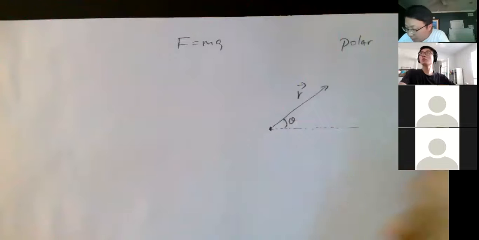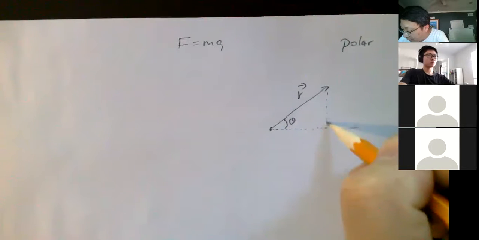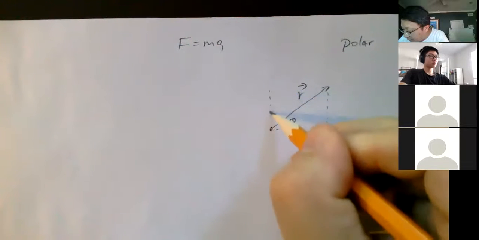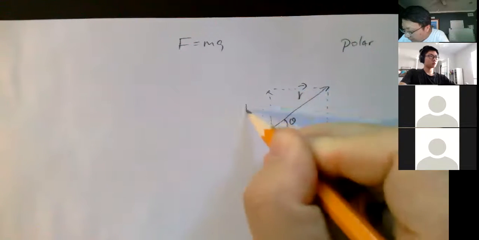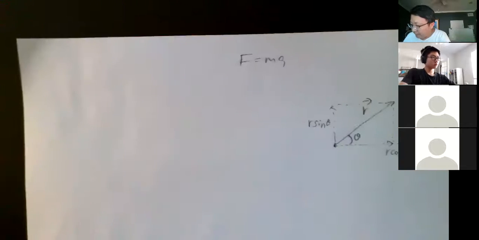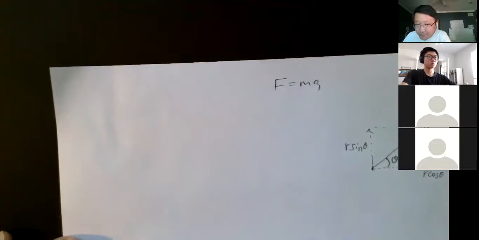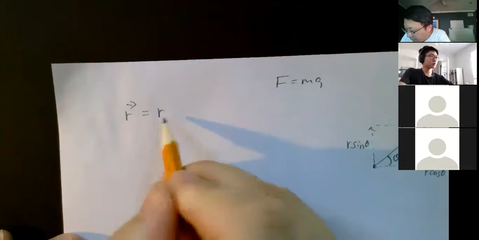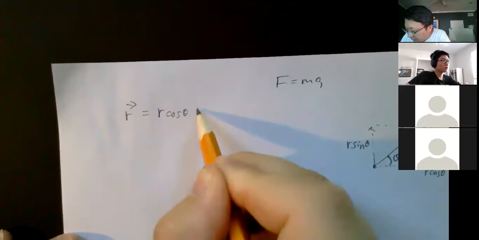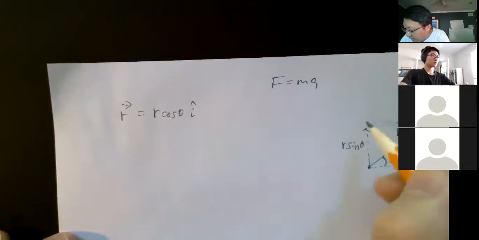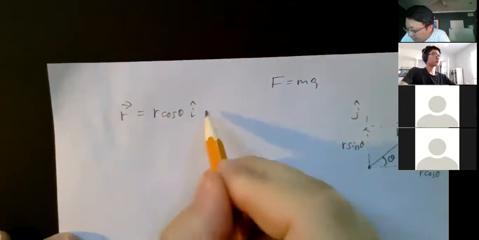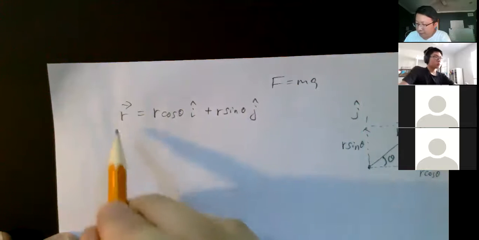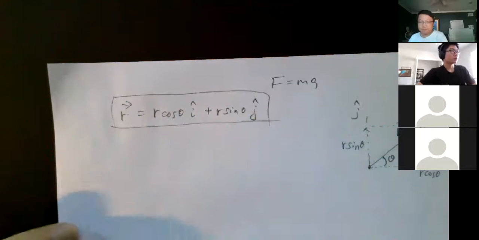geometry. So in that case, you can see that projection along this direction becomes r cosine theta, and along this direction becomes r sine theta, correct? Okay, so in that case, r is really r cosine theta. I will use i for x direction vector, j for y direction vector, r sine theta j direction. Is that true? Simple?